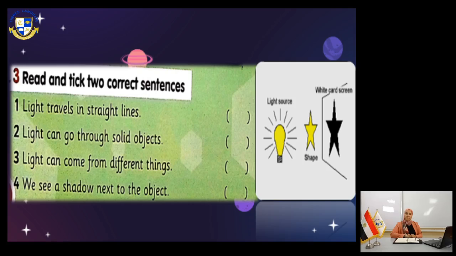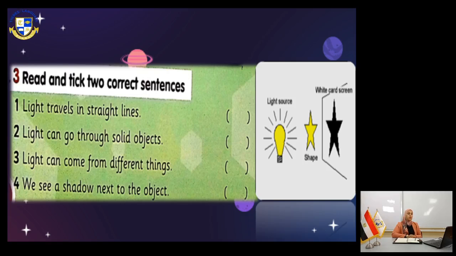Let's make a tick or cross to make it easier for you beside the sentences we're going to read. Number 1, light travels in straight lines. Right or wrong? It is right. Make a tick beside number 1. Number 2, light can go through solid objects. No, light can't go through solid objects. So number 2 is wrong.